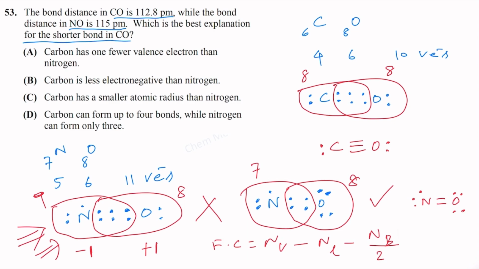This means that option 1 is correct. Carbon has 1 fewer valence electron than nitrogen. That should be the correct answer.